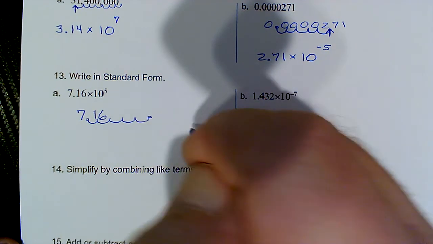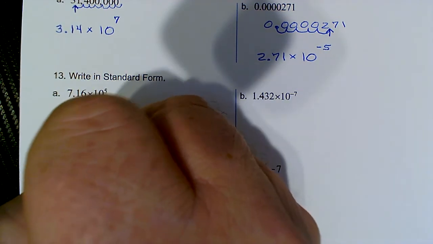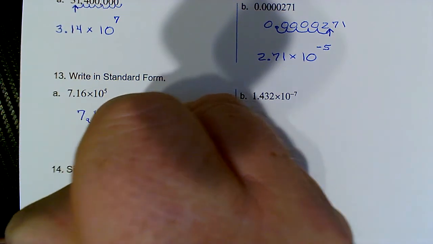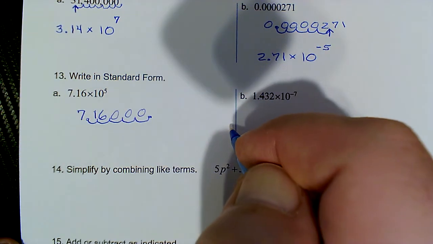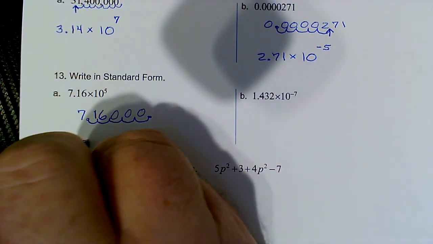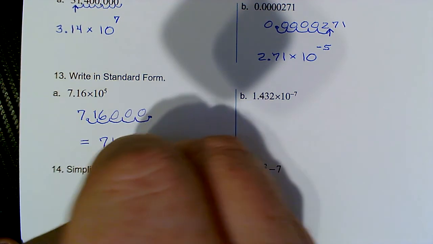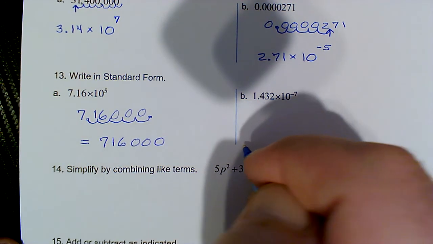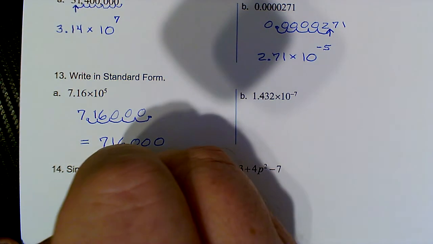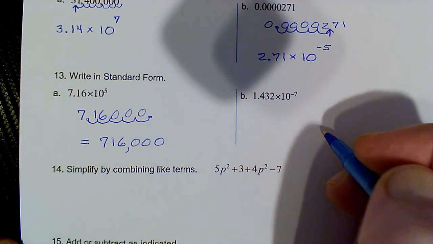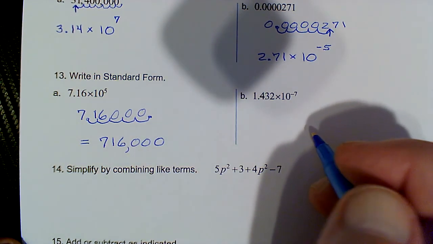Now these little loops are helpful because they help you to realize how many placeholders you need. And the placeholders are the zeros. So then this would be 716,000. And if you wanted to, from the right, every 3 digits is a period. So 716,000 if you like.